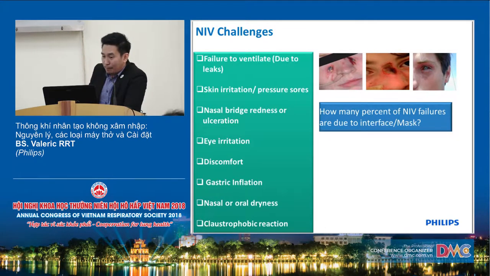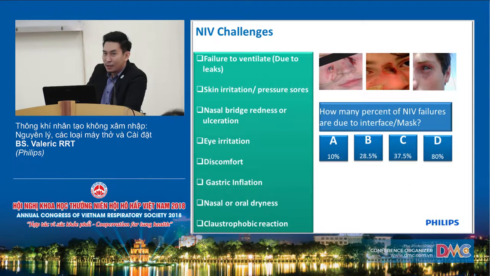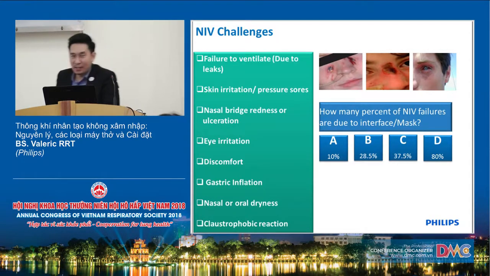Do you think how many percent of non-invasive failures are related to the mask? Can you guess? Anyone who can answer, I'll give you the latest AF541 model of mask.